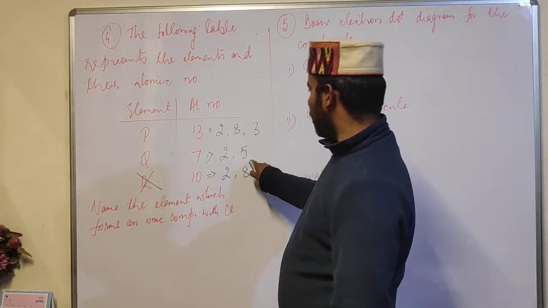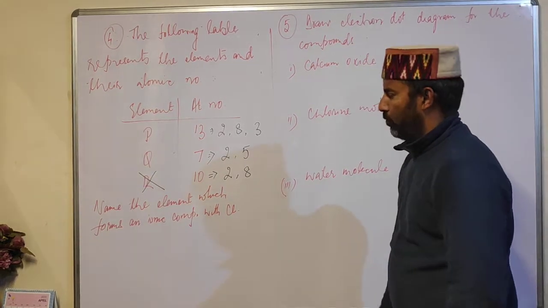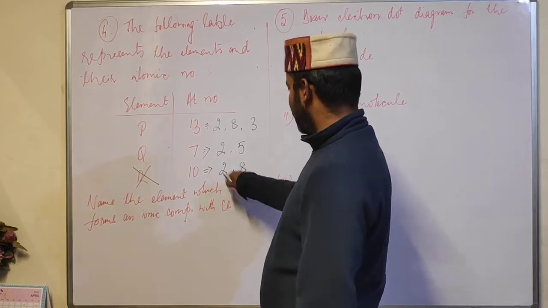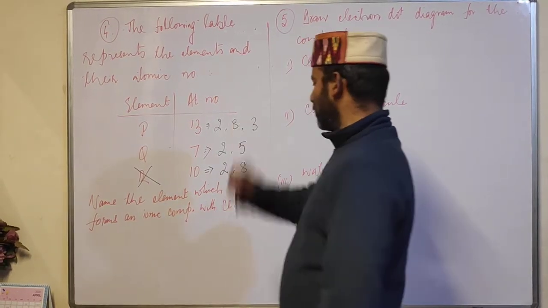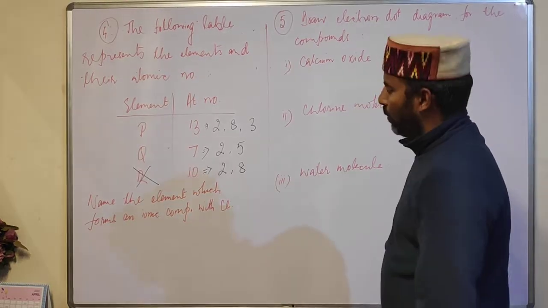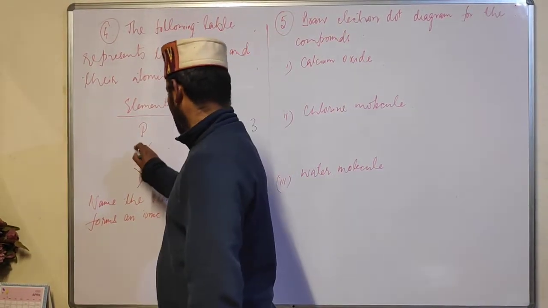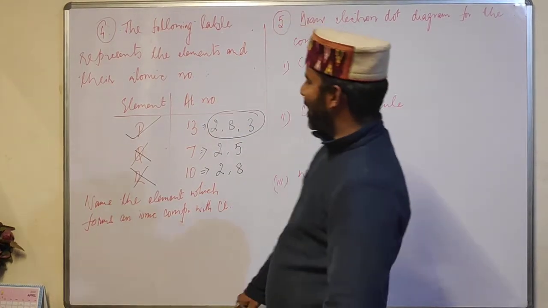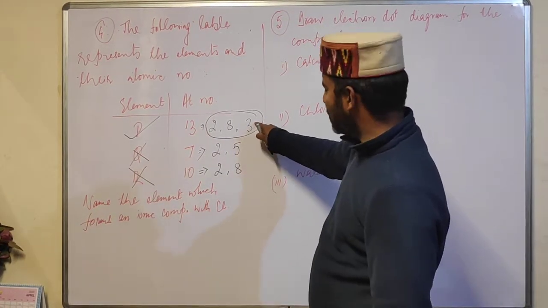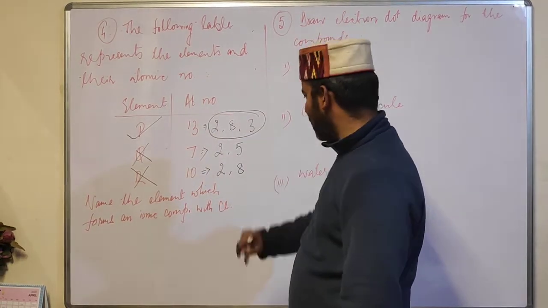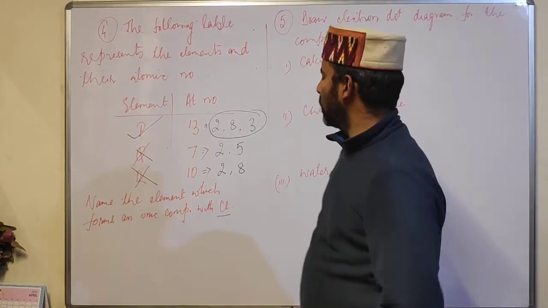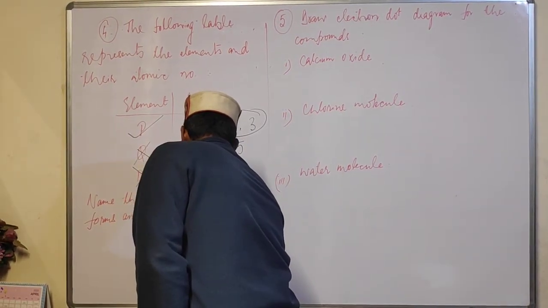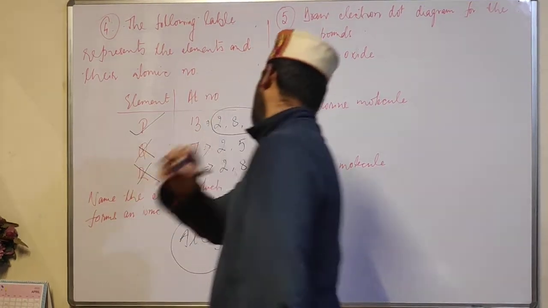Now Q has 5 electrons in the valence shell, which means it is a non-metal, and chlorine is also a non-metal, and a non-metal cannot combine with another non-metal through an ionic bond. So therefore the correct answer was P. This element actually is aluminium, which has 3 electrons in the valence shell. Aluminium we know is a metal, and a metal combines with chlorine, that is a non-metal, to form an ionic compound, aluminium chloride.